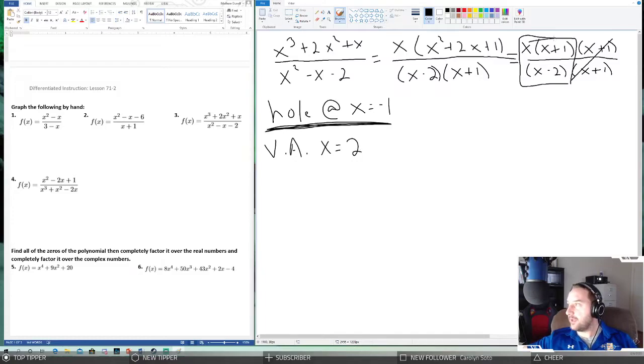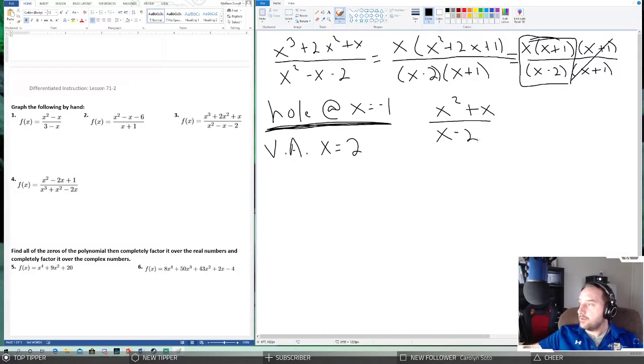Now, if I multiply that x back through, that's going to give me x squared plus x over x minus 2. My degree on top is larger. So because my degree on top is larger, I know for a fact that it's going to have an oblique or slant asymptote. So I need to divide them. So dividing this, x minus 2, x squared plus x plus 0.